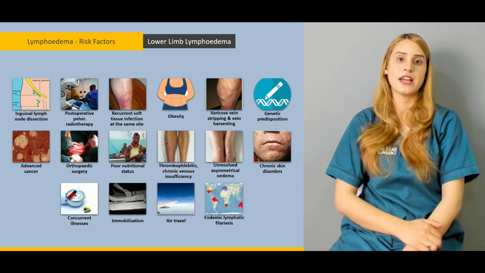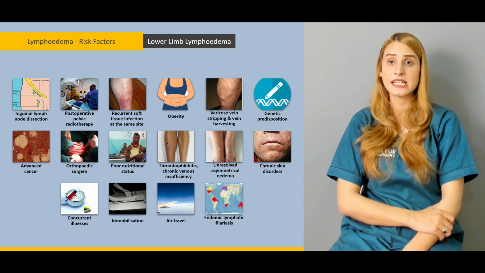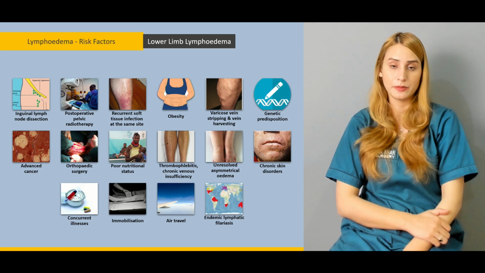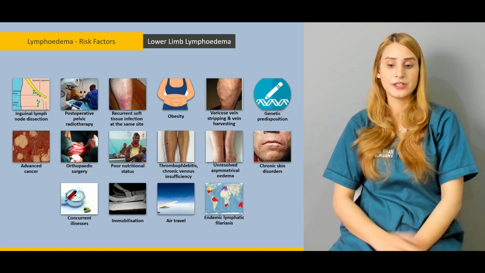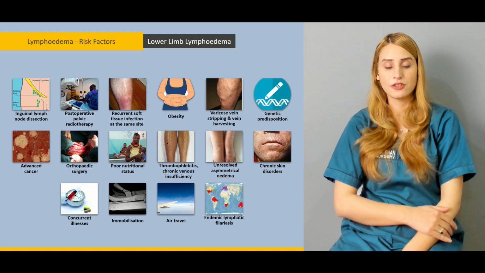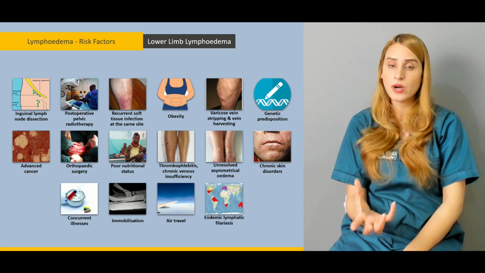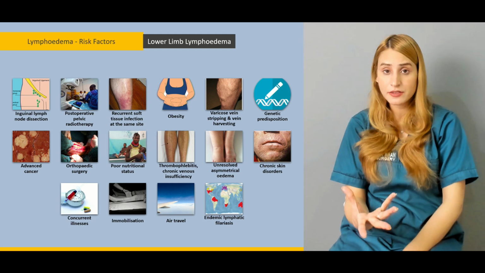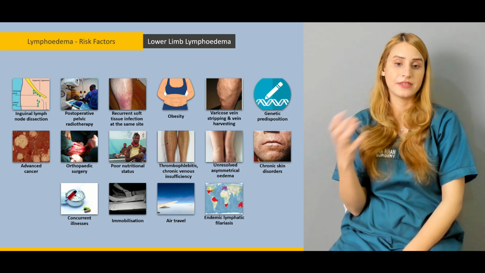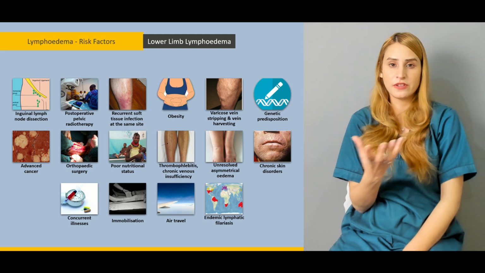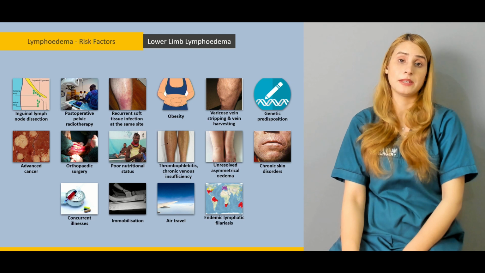And endemic lymphatic filariasis is a secondary cause of lymphedema. In this important topic we'll be discussing the organism and the pathophysiology behind the cause of filariasis. So for lower limb lymphedema, remember inguinal lymph node dissection, orthopedic surgery, immobilization, varicose vein stripping, vein harvesting, wound infection, genetic predisposition, and advanced cancer. They are all important risk factors.